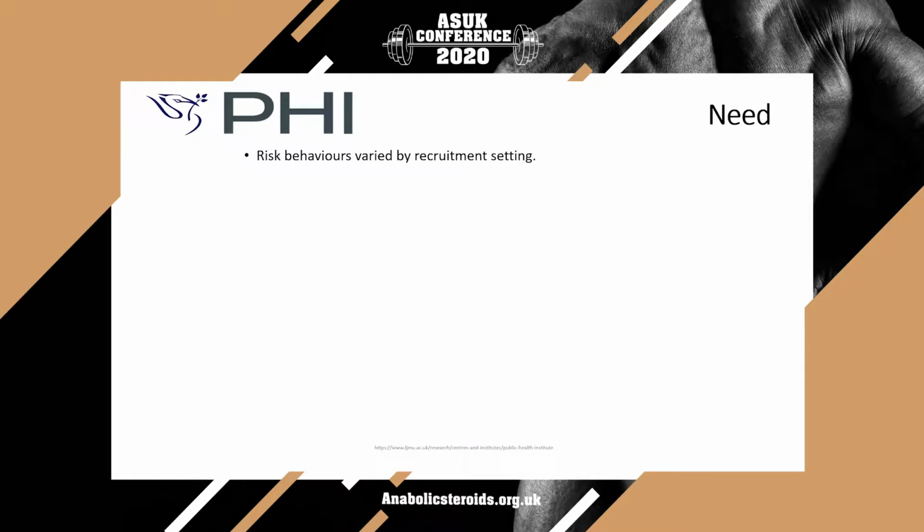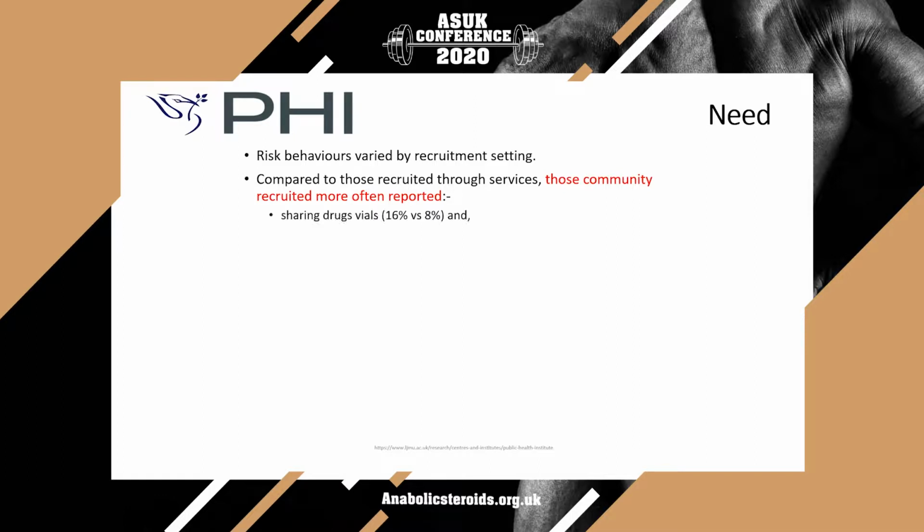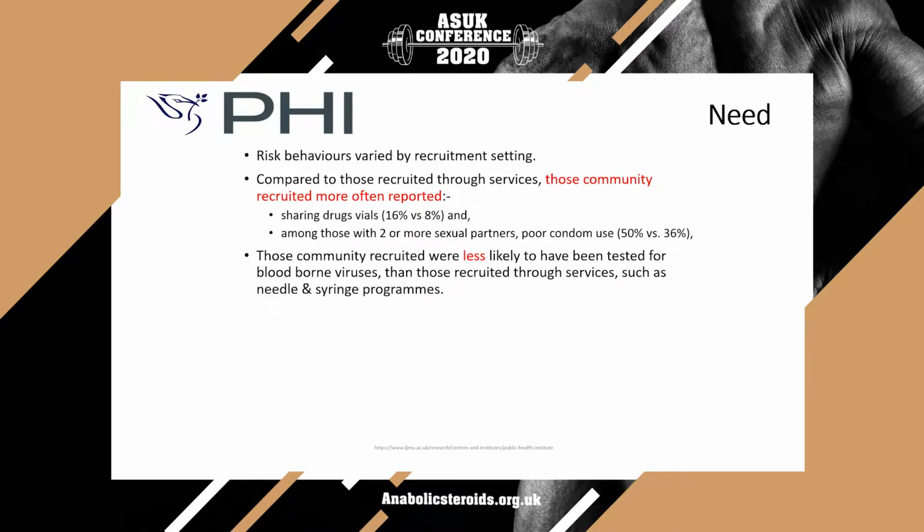This study also looked at risk behaviours and found that these also varied by recruitment setting. Compared to those recruited through services, those community recruited were more likely to report having shared a drugs vial and poor levels of condom use if they had 2 or more sexual partners, indicating that those in the community had higher levels of risk than those who were recruited through services. Those recruited in the community were also less likely to have been tested for blood-borne viruses than those recruited through services.